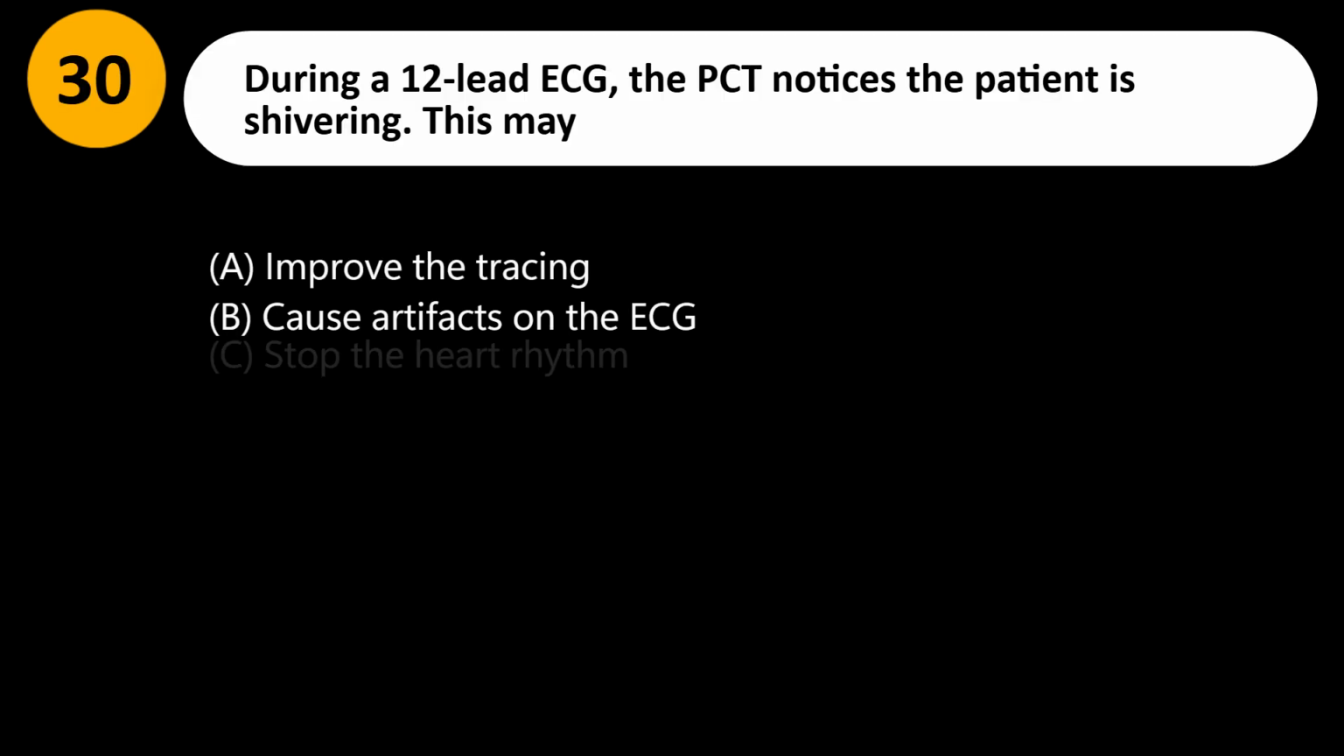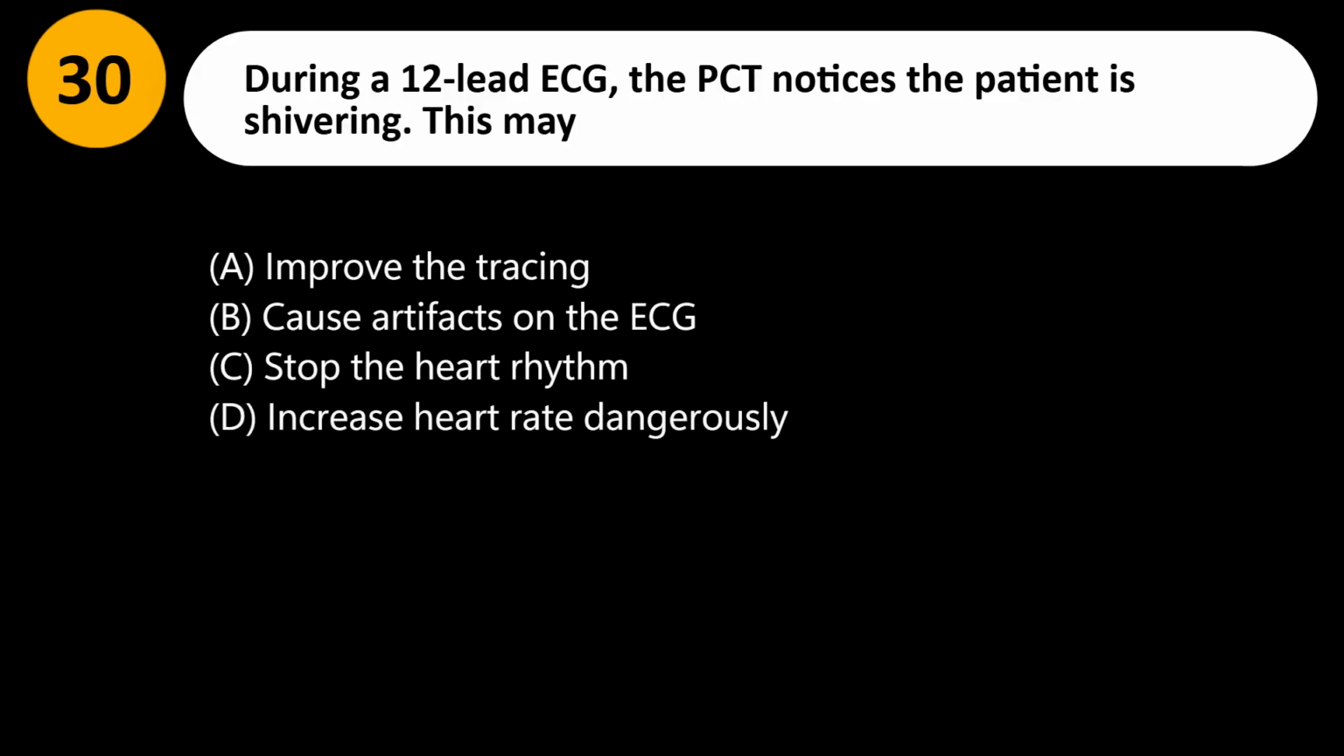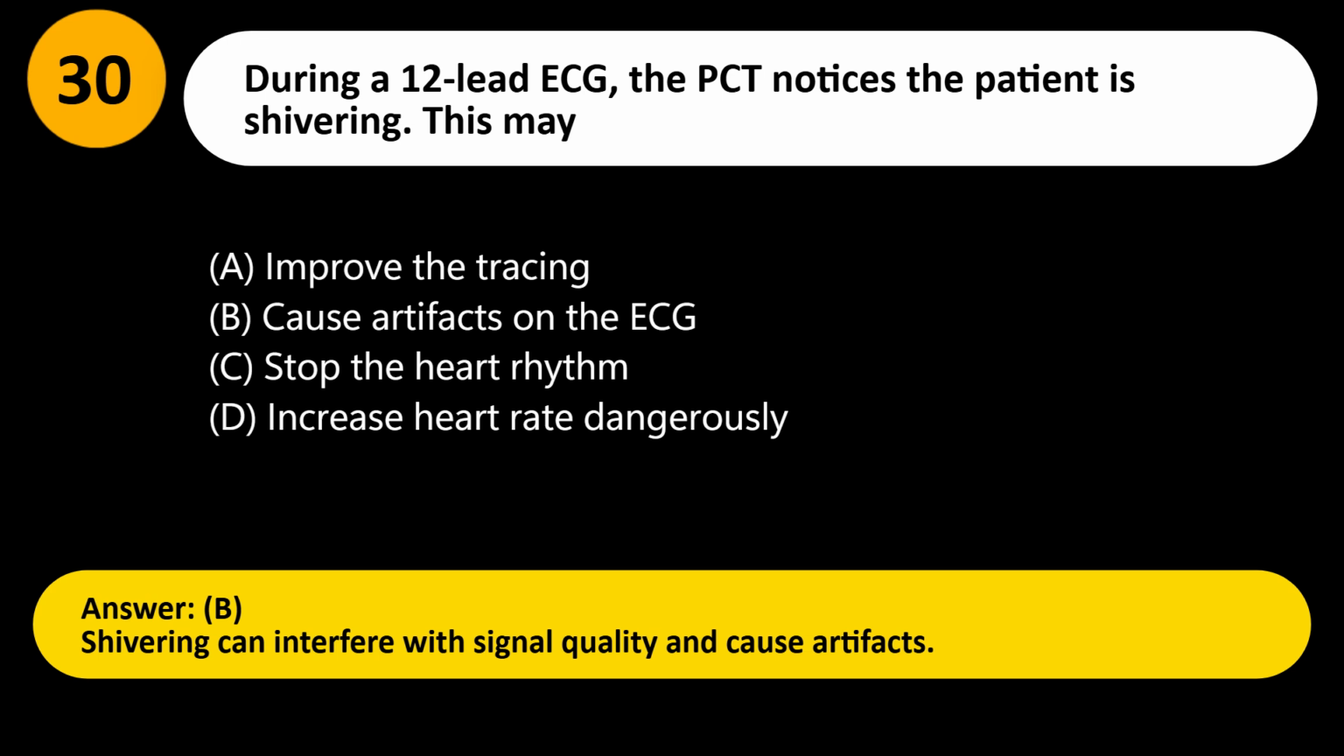During a 12-lead ECG, the PCT notices the patient is shivering. This may: A. Improve the tracing. B. Cause artifacts on the ECG. C. Stop the heart rhythm. D. Increase heart rate dangerously. Answer, B. Shivering can interfere with signal quality and cause artifacts.